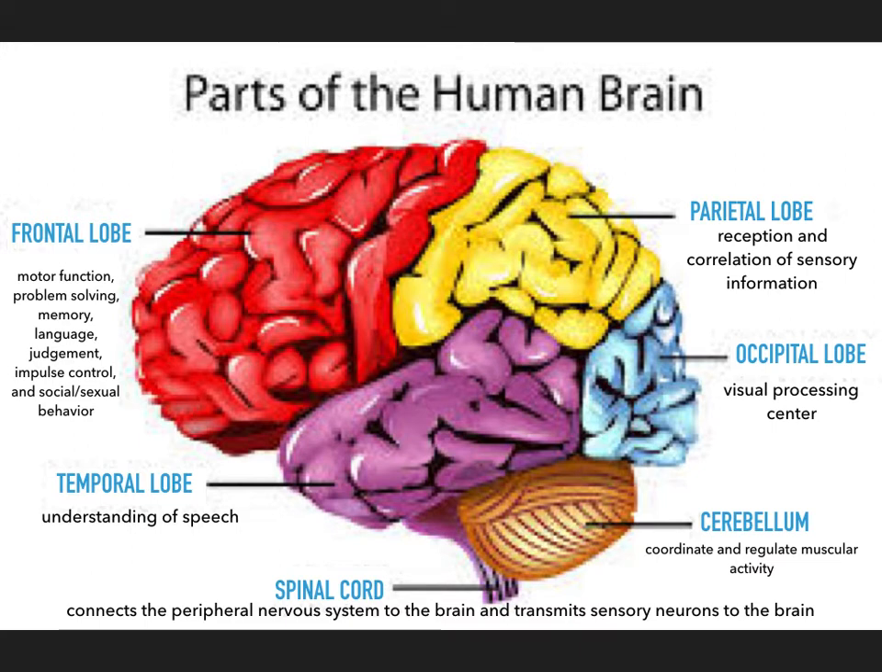The cerebellum does coordination and regulation of muscular activity. The spinal cord connects the PNS to the brain and transmits sensory neurons to the brain. The temporal lobe is responsible for understanding speech.